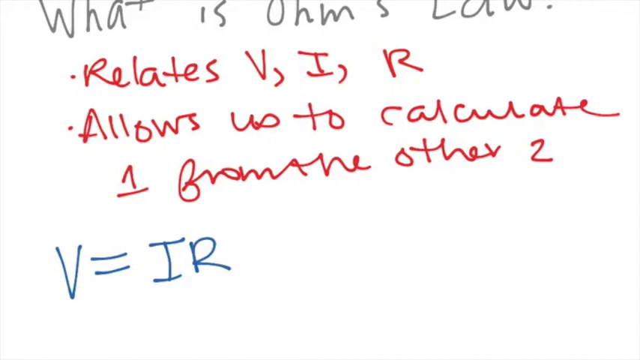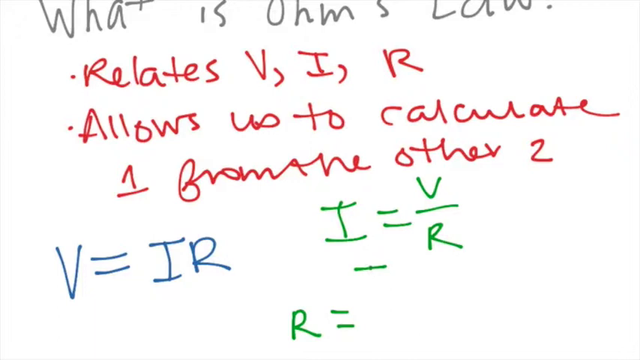This can be written a couple of different ways. For example, if we divide both sides by R, we can write it as I equals V over R. Or if we divide both sides by I, we can write it as R equals V over I. Whoops, I almost made a mistake there.